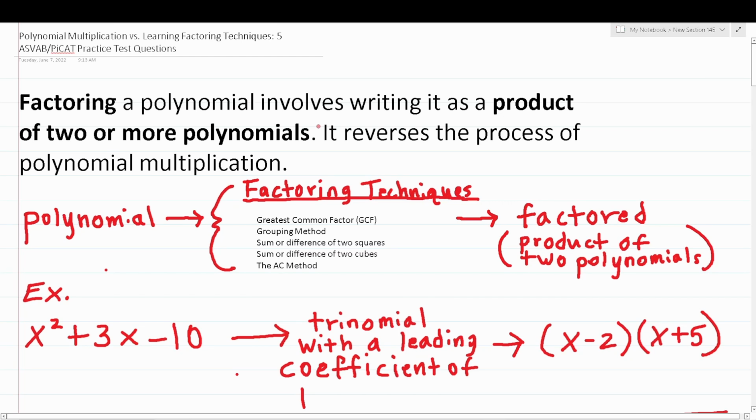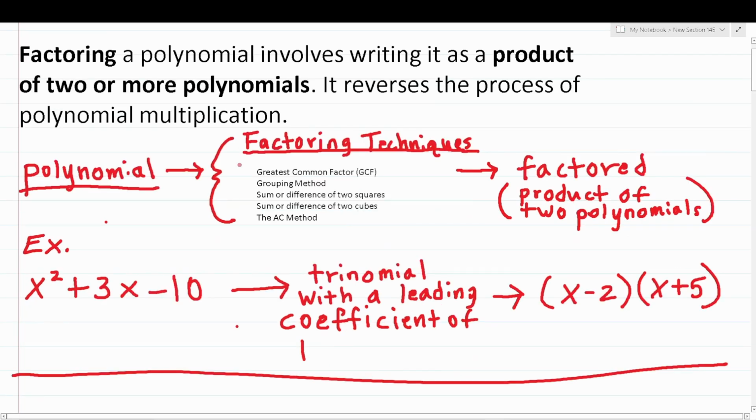Truthfully, if you know how to multiply polynomials already, then there's no need for you to learn advanced factoring techniques. And here's why. Both the ASVAB and PiCAT are multiple choice tests, which means that for factoring questions, you can use your answer choices to answer every single one of those questions correctly. And with that said, let's get started with my overview of the relationship between polynomial multiplication and factoring.